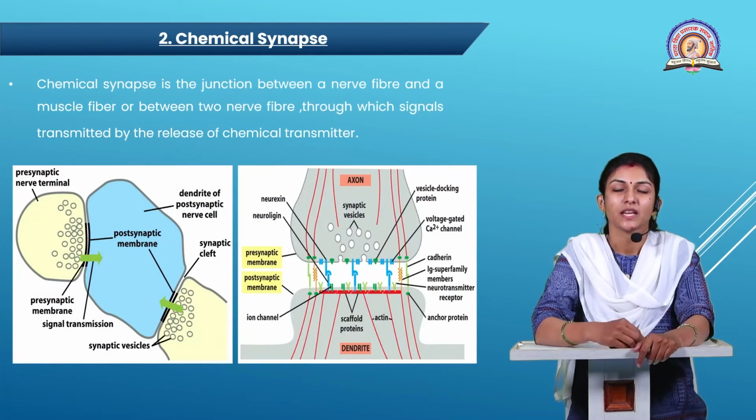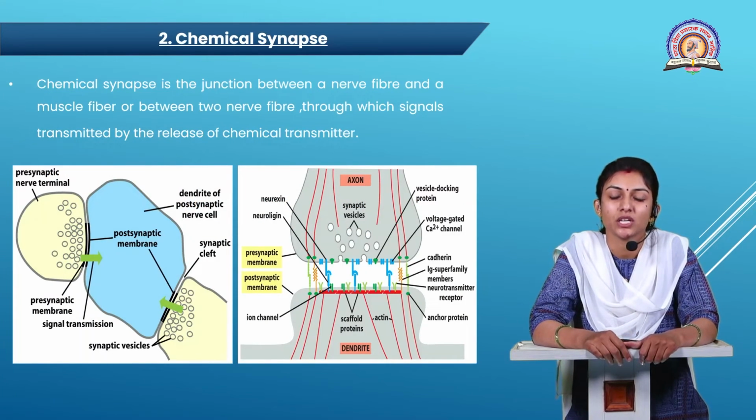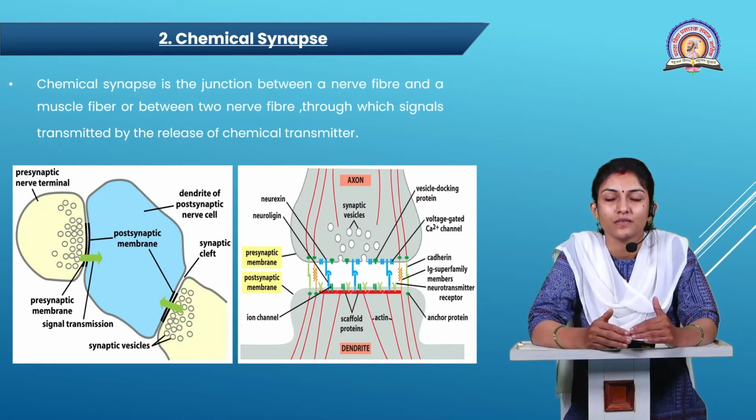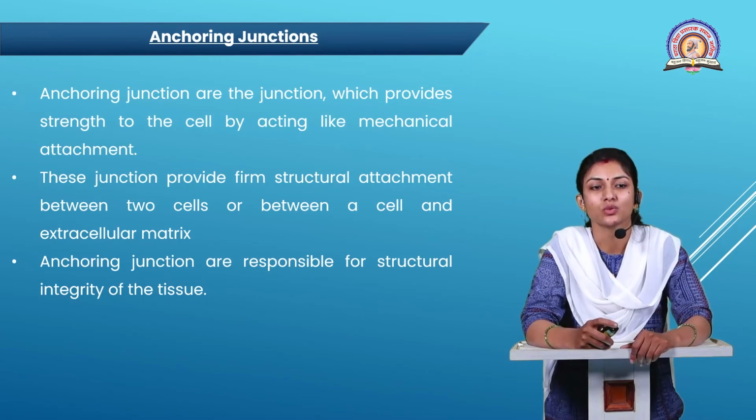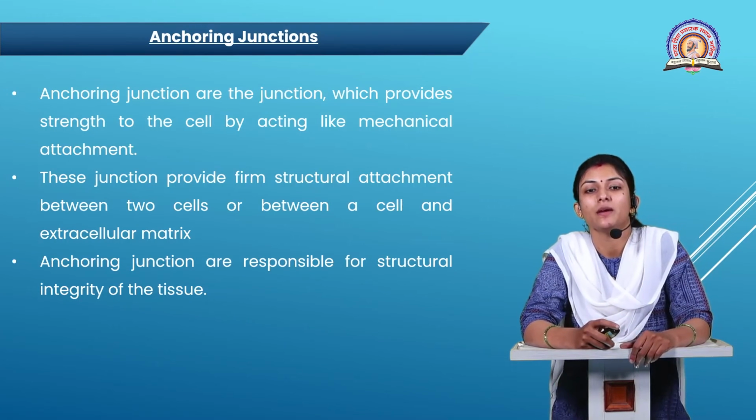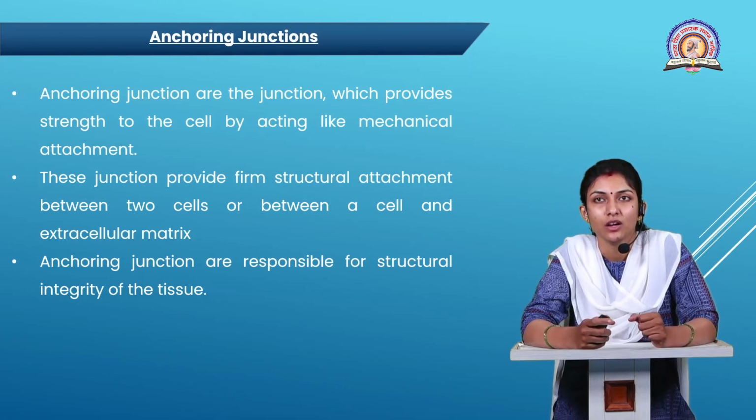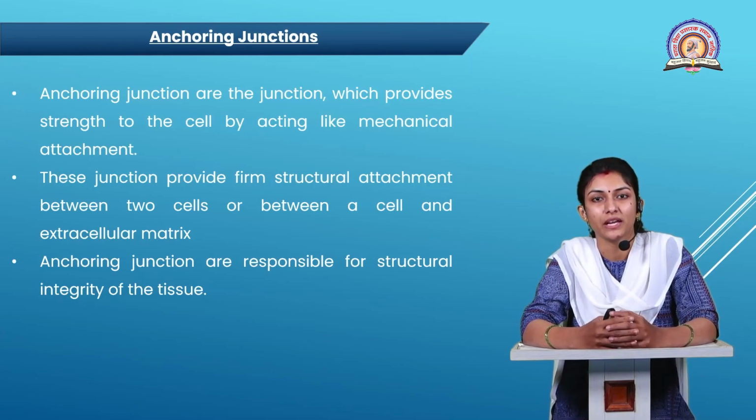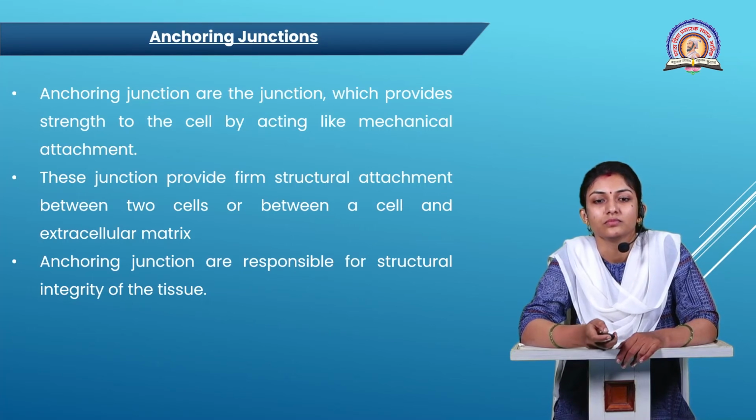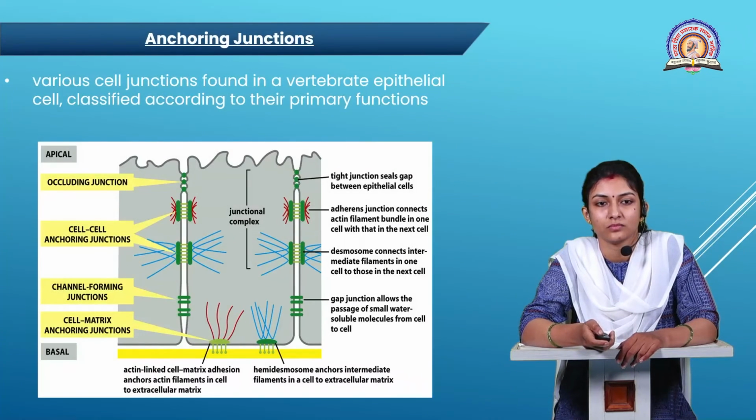Now, chemical synapse. Chemical synapse is the second type of communicating junction, including nerve cell communication and muscle cell communication. Anchoring junctions are junctions which provide strength to the cell by acting as a mechanical attachment. This means this junction helps the cell with tight attachment, and prevents wear and tear, and also prevents the cutting of cells. Such types of junctions are there in anchoring junction.